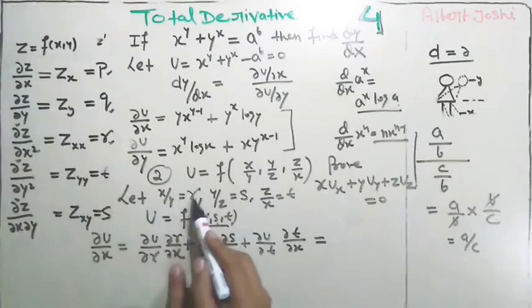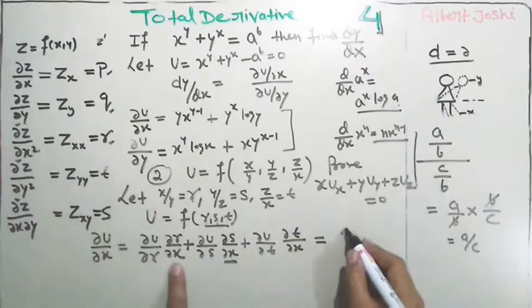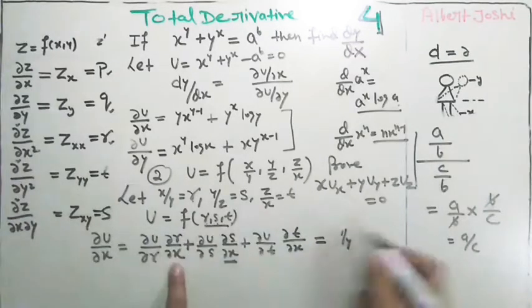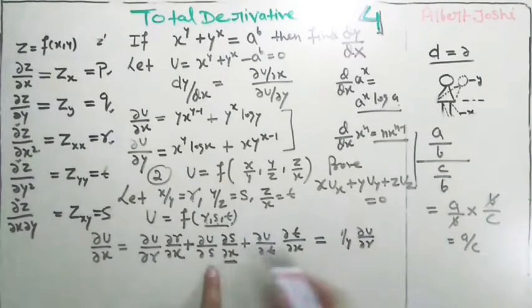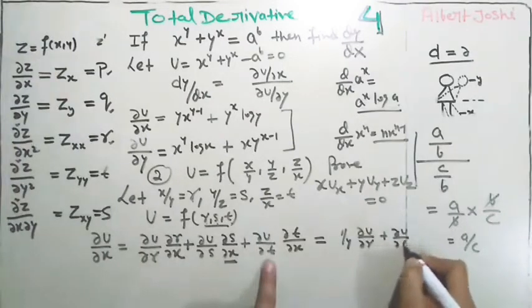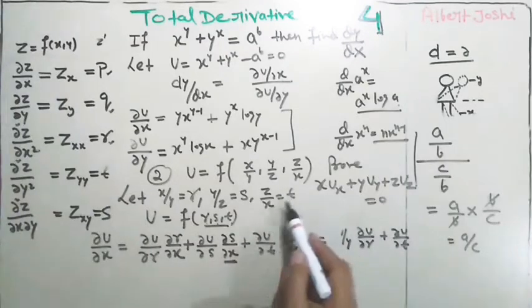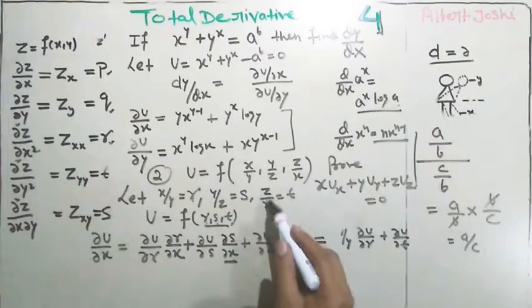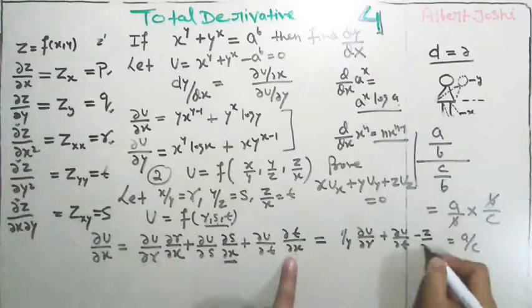We know dr upon dx means you have to differentiate this with respect to x, then you will get 1 upon y. So you will get 1 upon y times del u upon del r. But this other term is 0. Then plus del u upon del t, and del t upon del x means you have to differentiate this with respect to x. Then you will get z upon minus x square, that is minus z upon x square.